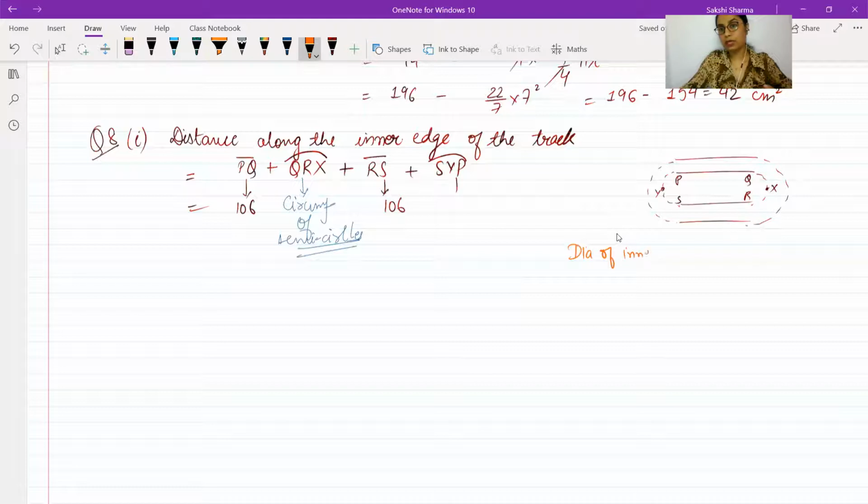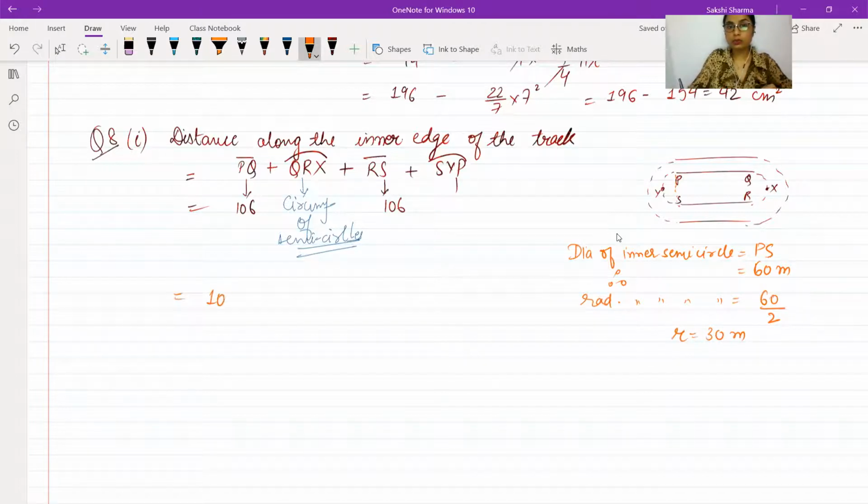Diameter of inner semicircle is equal to PS, this line segment over here, which is 60 meters. Therefore, radius of the inner semicircle will be equal to 60 by 2. So small r comes out to be 30 meters.